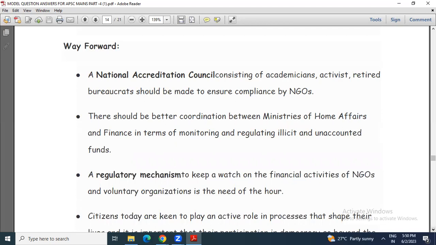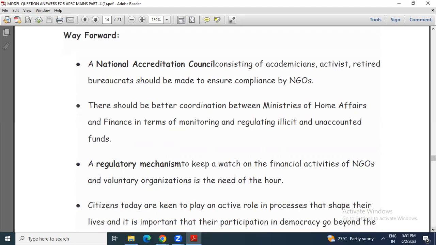So some kind of National Accreditation Council should be there, consisting of experts like academicians, some activists, and some retired bureaucrats who have enough knowledge in their respective fields, so that they can guide the NGOs, or find out some gaps left by NGOs. So that NGOs will comply towards their guidance.